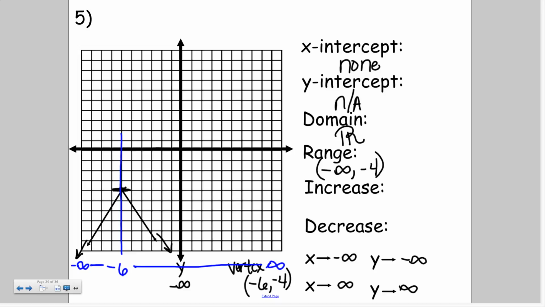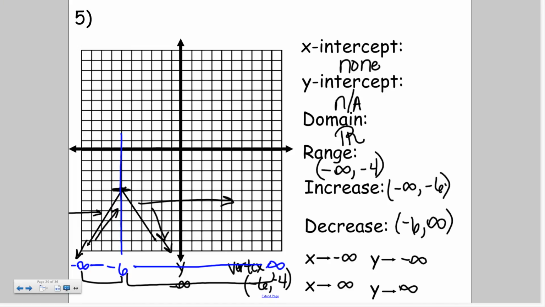So if we look at these, negative infinity to negative 6, if I read left to right, my graph is going to go up at this point. So I'm increasing from negative infinity to negative 6. All right, if I read from negative 6 to infinity, my graph is going down. It's getting further from me. So from negative 6 to infinity, I am decreasing.